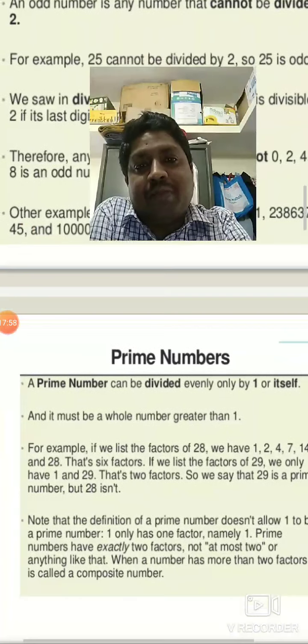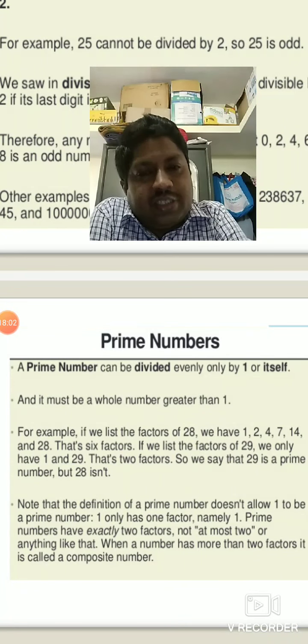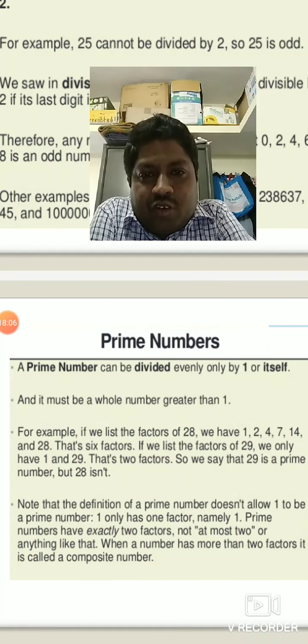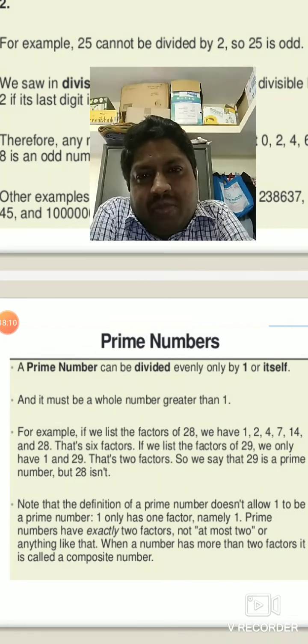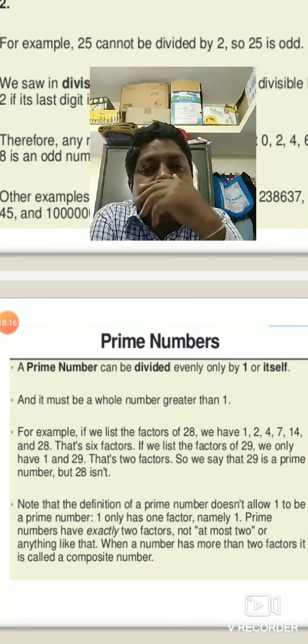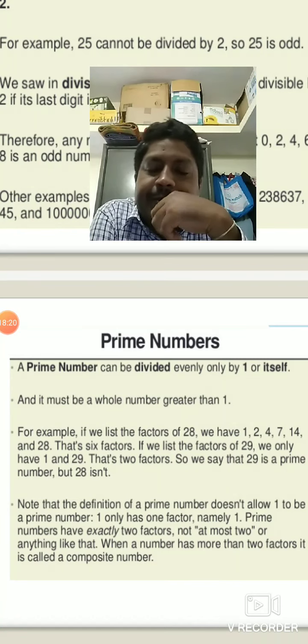Next we have prime numbers. What do you mean by prime numbers? It's very important. Even numbers and odd numbers you learnt in class 4 itself, isn't it? So it's not difficult. Prime numbers are very, very important. You already learnt it, but you forgot it. Now let us revise that.